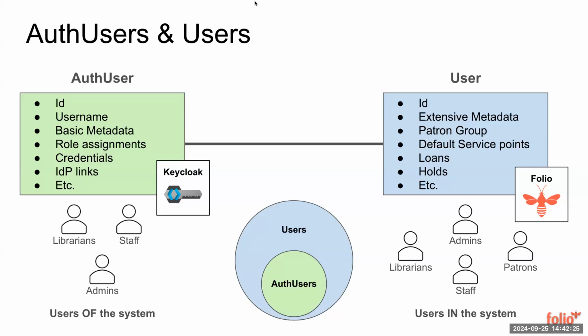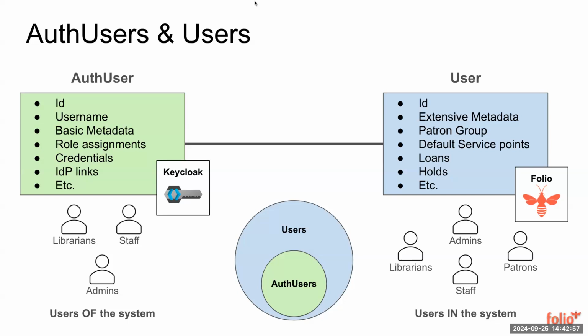On the Folio side, we still have the same user records that you guys are familiar with, right? So things like patron groups, default service points, external system IDs, all that stuff still lives on Folio. This is all about users in the system. So essentially, users in this case are just data in the system, right? And so it's not just librarians, admins, and staff, but also patrons, and maybe there are other system users, whatever it is, right? There's probably other groups that I didn't list here.